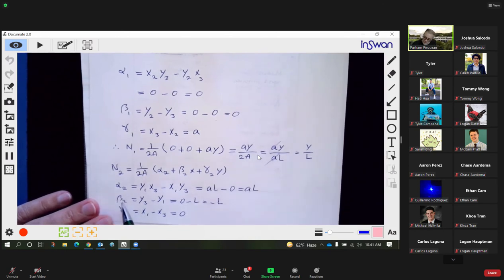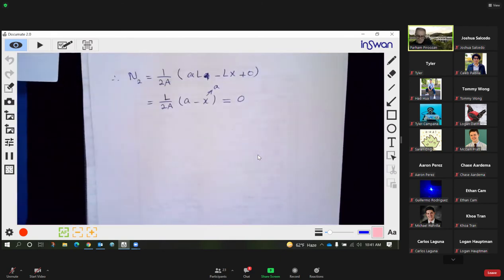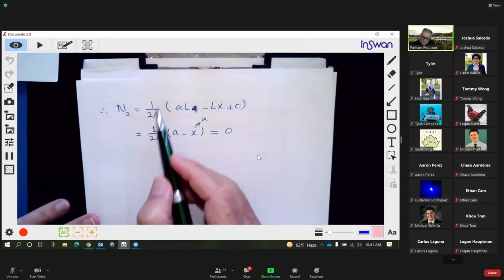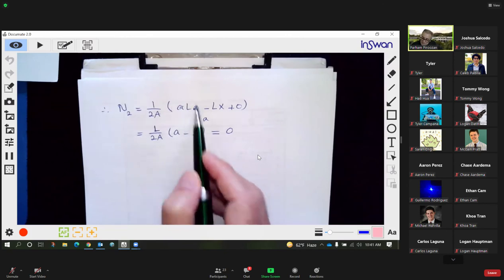So this results in A L. Beta 2 is y3 minus y1. y3 is 0. We get negative L. And gamma 2 is x1 minus x3, which is 0. So with this, plug them back into the equation for N2. N2 is 1 over 2A. This is our alpha 2, which was A L.